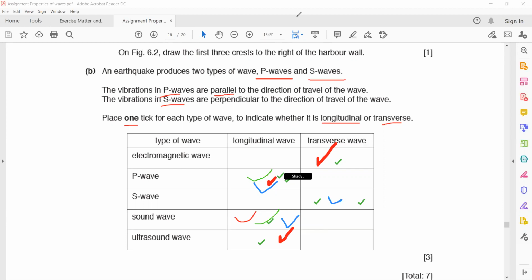So all kinds of electromagnetic waves are transverse. Electromagnetic wave means the wave which can travel through vacuum. That's correct. P waves, as I mentioned, are parallel, longitudinal. That's correct. S waves, perpendicular, so transverse. Correct. Sound waves, parallel. Correct. And ultrasound is also sound. That's also correct.